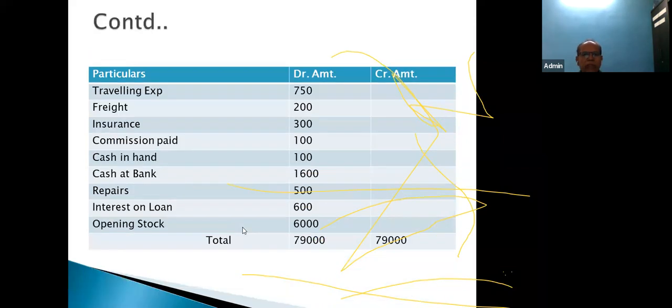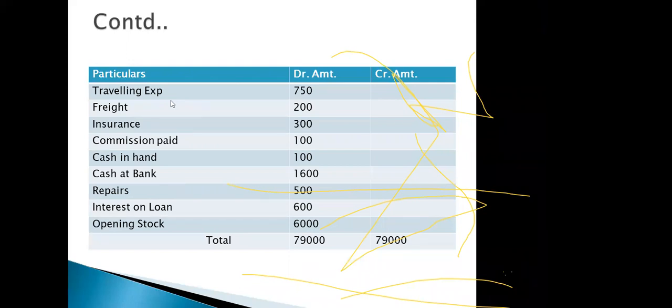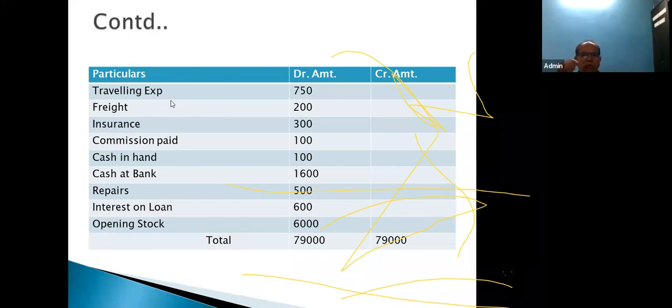Now second page, traveling expense. Now tell me the effect and the account where it is to be recorded. Profit and loss account, debit side. So come to the profit and loss account, debit side, and write there traveling expense 750.